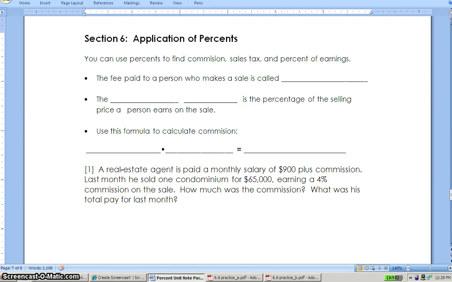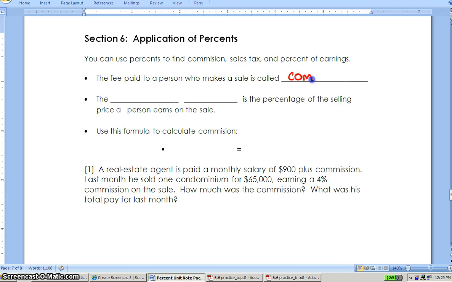Section 6, Notes, Application of Percents. So it says here that you can use percents to find commission, sales tax, and percent of earnings. Today we're going to focus mostly, well, on these notes anyway, on commission. And commission is, by definition here, little vocab, the fee paid to a person who makes a sale.